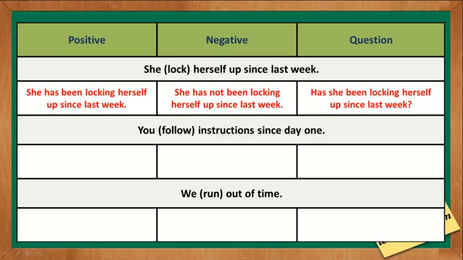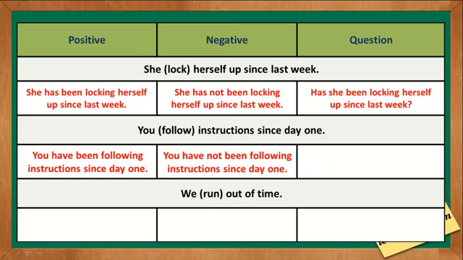The fourth one, you follow instructions since day 1. The verb is follow. The correct positive statement is, you have been following instructions since day 1. The negative sentence is, you have not been following instructions since day 1. And the question is, have you been following instructions since day 1?